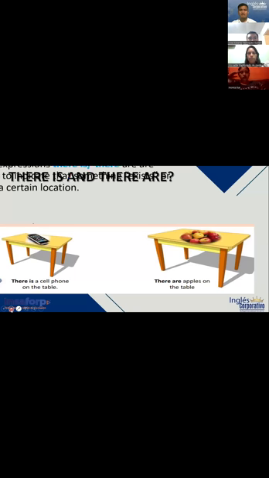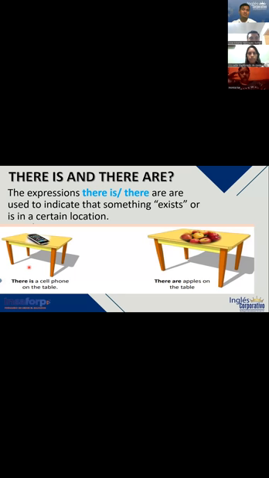Now, I will need Jose Lopez to help me reading this part. Go ahead, Jose. Okay, the expression there is and there are used to indicate that something exists or is in a certain location. Thank you. Stop it there. So first of all, we need to understand that the expressions there is and there are used to indicate that something already exists or in a certain location.